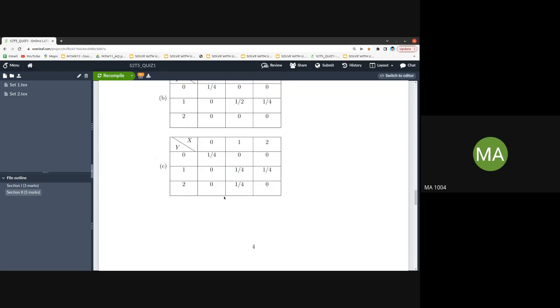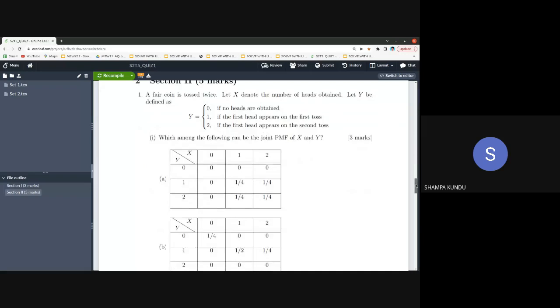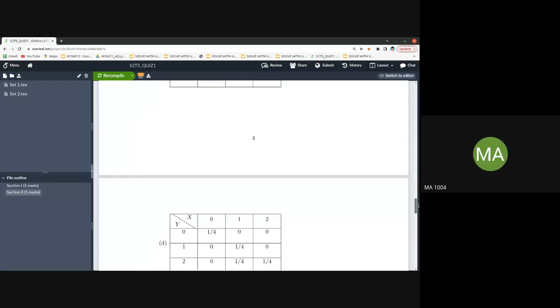Okay. Now, what is the probability that x is greater than or equal to 1, comma y is equal to 2? That means these two entries. So 1 by 4. 1 by 4 divided by 1 by 4, that is 1. Okay. So like that you can do, or else simply when y is 2, that means the outcomes are tail and head. So I just want to clear my doubts that this is the process. That is the process.